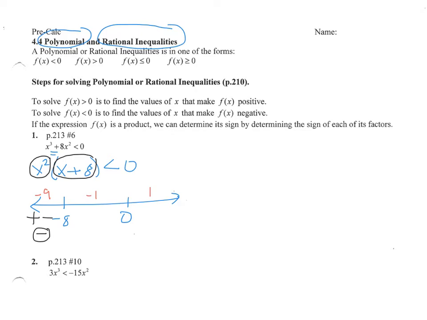And then I have a positive times a negative makes an overall sign of a negative. And let's do the same thing with negative 1. When I plug it into x squared, it's positive. When I plug it into x plus 8, also positive. Two positives make another positive. Okay, then I'm going to go to a 0, and I'm going to plug in 1. 1 squared is positive. 1 plus 8 is positive. Two positives make a positive.